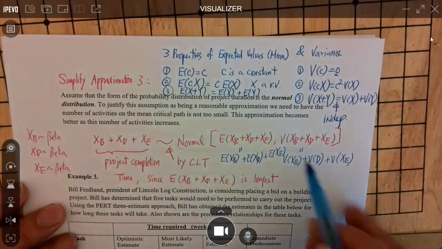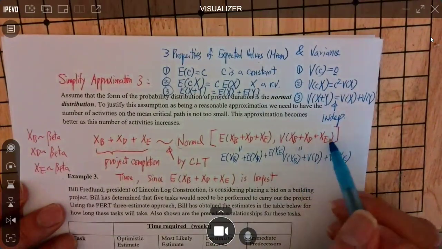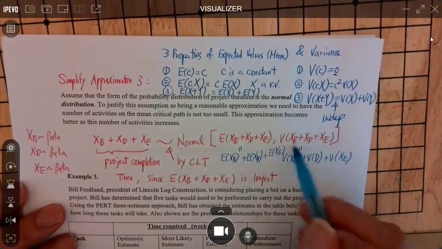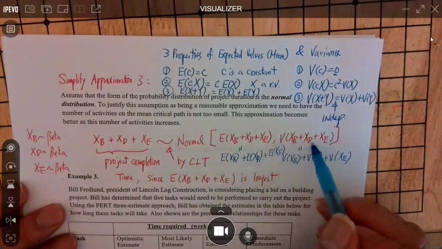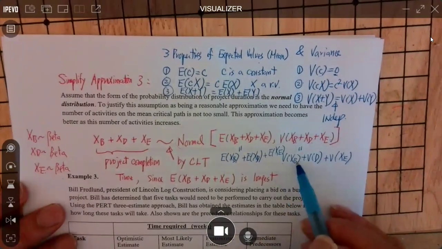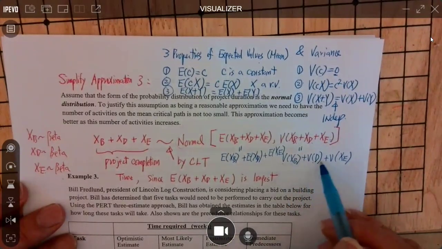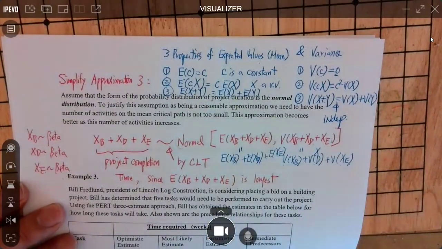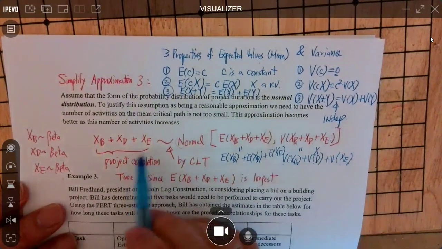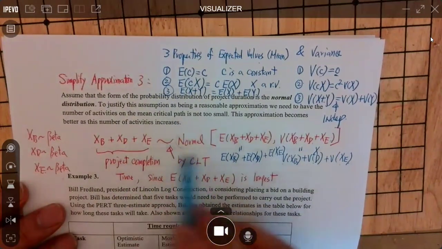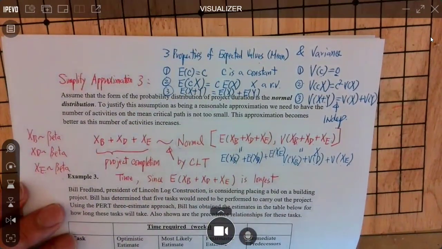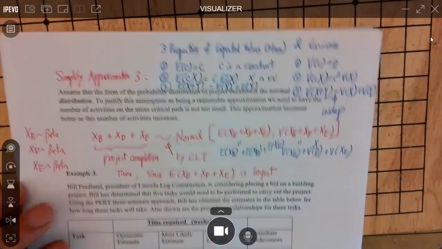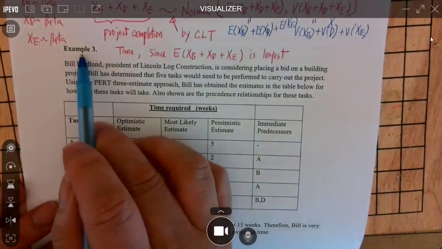Second assumption, we assume all the activities on the critical path are statistically independent. If they are, we can write the variance of XB plus XD plus XE as the variance of XB plus the variance of XD plus the variance of XE. And then third assumption, this one roughly follows the normal distribution. Okay? Just talking about this can be very dry, so let's look at Example 3 for a concrete example.